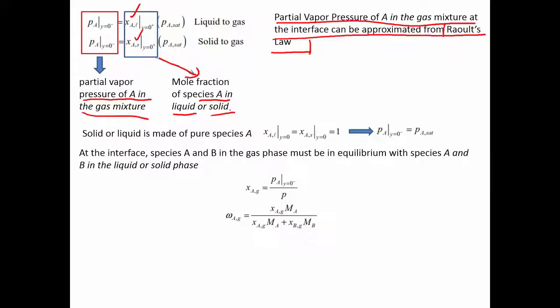Okay. And P saturation that you see over here is basically nothing but the saturation pressure at the interface, for which the temperature of the interface is given. Okay. So, if the interface temperature is Ts, you calculate whatever is the P saturation because of that. Okay. Now, if it is pure species, like for example, as I said, pure liquid, or pure solid.